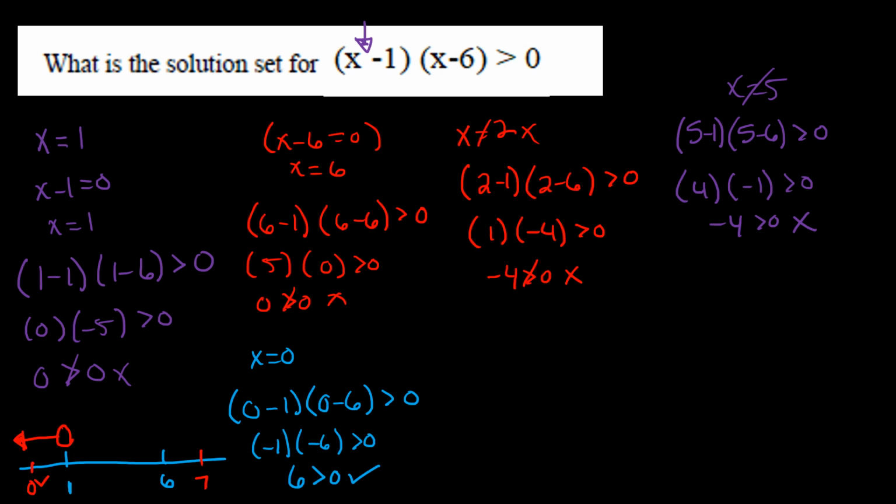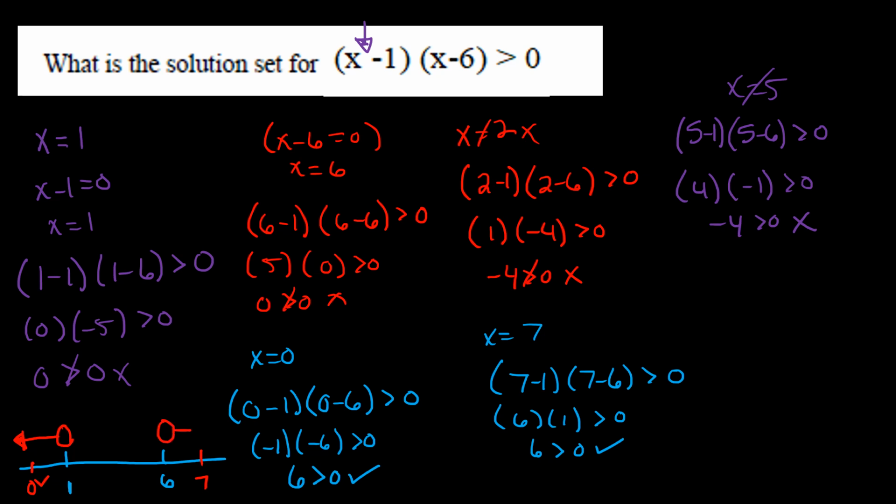If x equals 7, and I put in 7 minus 1 times 7 minus 6 greater than 0. 7 minus 1 is 6 times 7 minus 6 is 1 greater than 0. 6 times 1 is 6, which is greater than 0. This works. So that means that we have some value that starts here at 6 and goes on forever. So this is our solution set. I know this was a lot of work. My recommendation for you guys, when you do your practice right now, is just test a couple of points that are either on the inside or the outside.